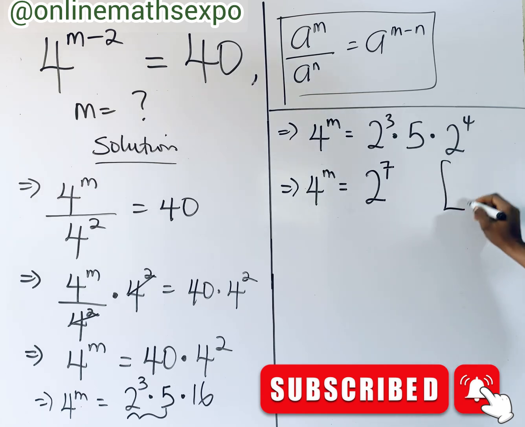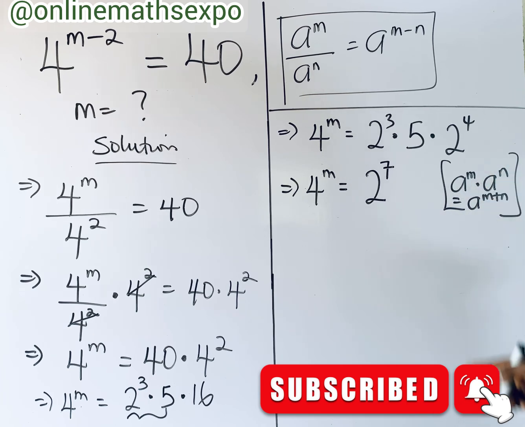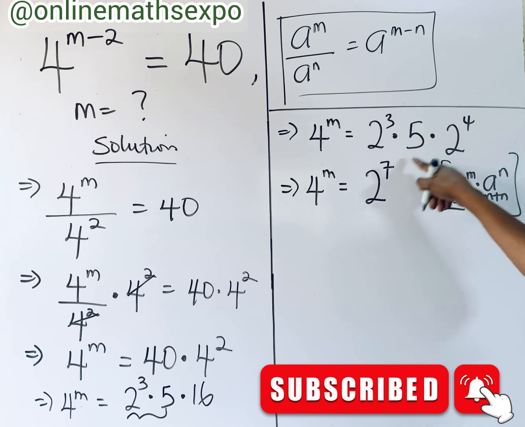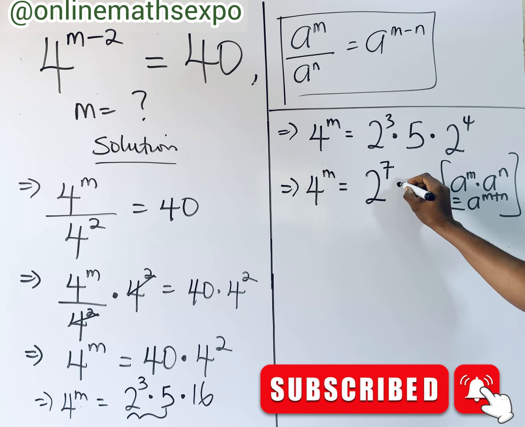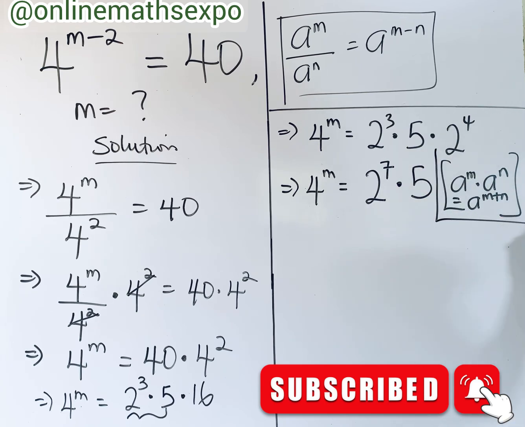Okay? Just remember that a raised to the power of m multiplied by a raised to the power of n is a raised to the power of m plus n. Did you see? You add the powers. So 3 plus 4 gives you 7. Notice that the bases are the same. So this will be multiplied by 5. Interesting. Now what do you do again?